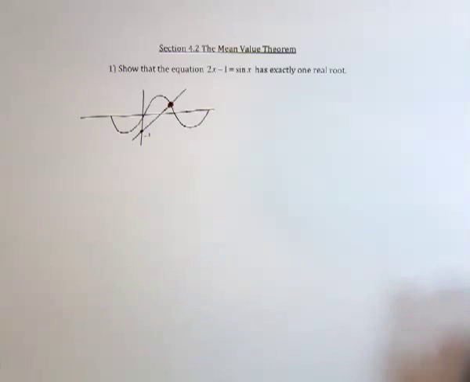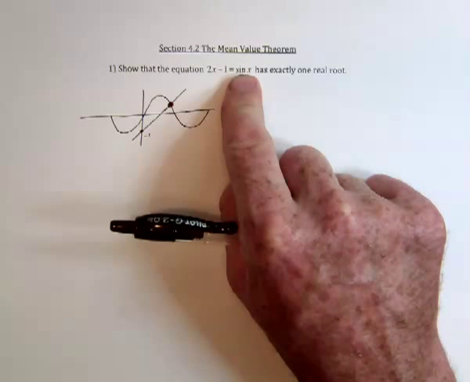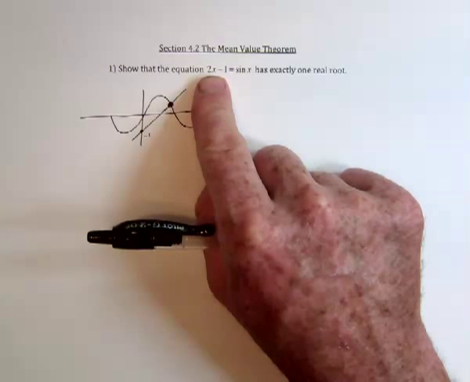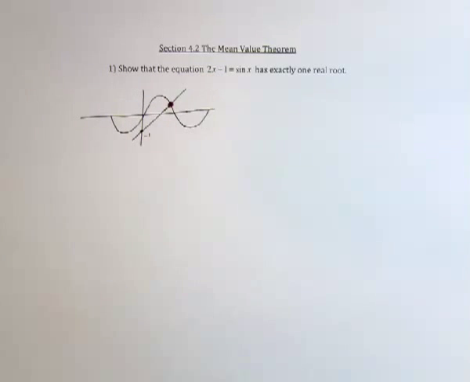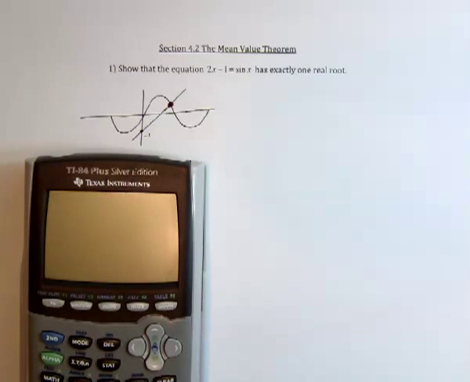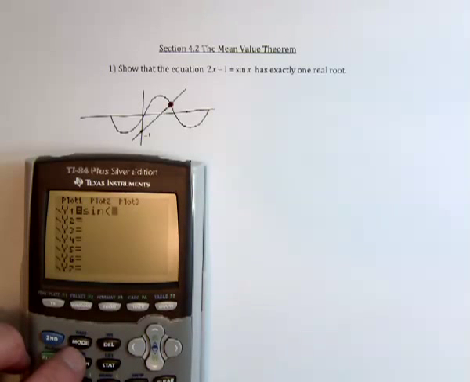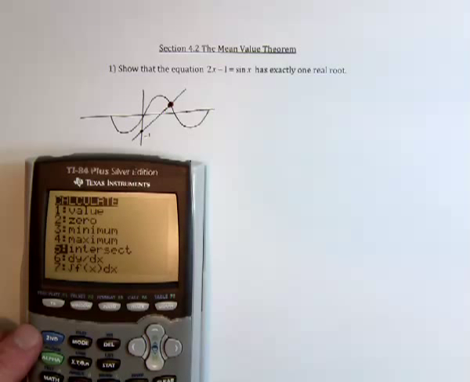So now we need to show that that's going to be the only place. Since this is a trig function versus an algebraic function, we don't have any exact methods to solve for x. We can show that there is one solution. So graph the sine of x and graph 2x minus 1. And so there's the value, so let's calculate the intersection.